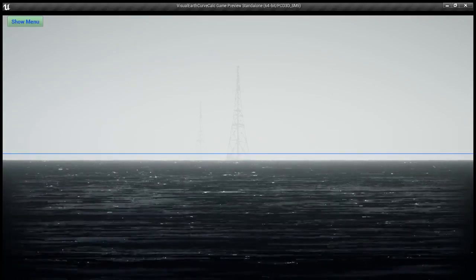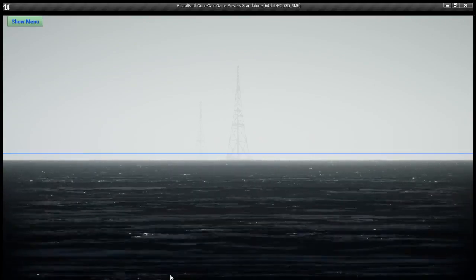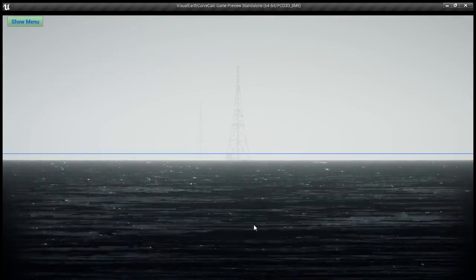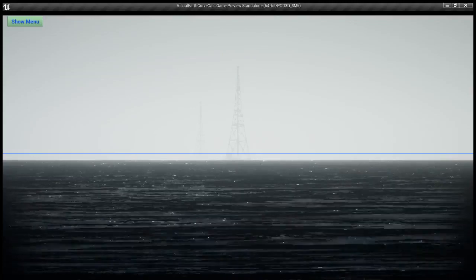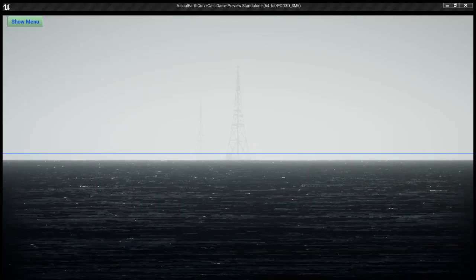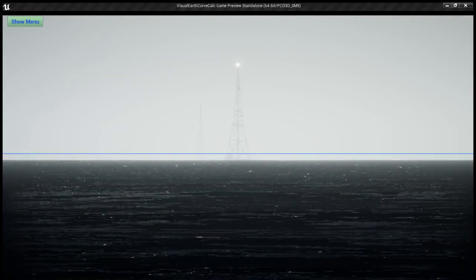Like my new creation. Just made a radio tower. Yeah, I haven't been doing too much.